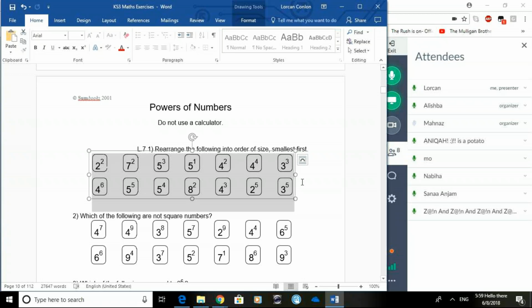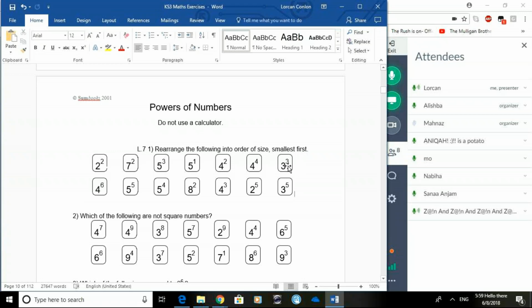Yeah. And finally then, we'll go back to you, Elise, did you get 3 cubed? 3 cubed is 27. Perfect. So, if we're putting them in order of size, the smallest is 2 squared. The next smallest is going to be this 5 to the 1. Then it's going to be 4 squared. Then 3 cubed. Then 7 squared. Then 5 cubed. Then 4 to the power of 4.